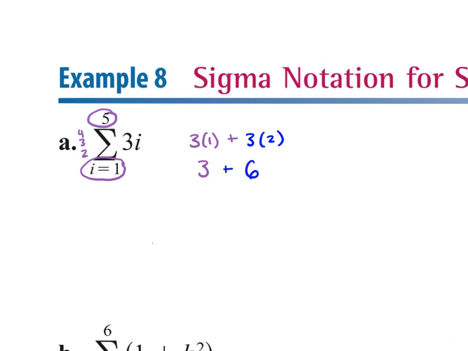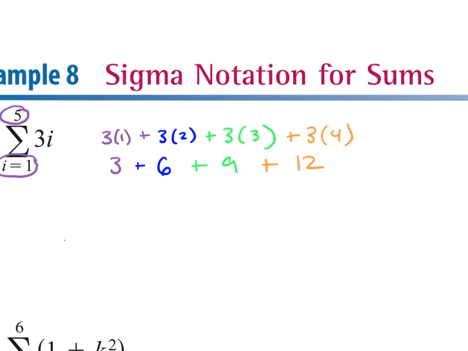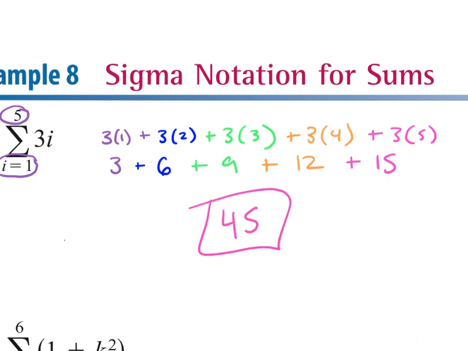6. What do we plug in next? 3. So 3 times 3, which is 9. What do we plug in next? 3 times 4, which is 12. And then last, the 5. 3 times 5, which is 15. And then we just add them all up together. So 3 plus 6 plus 9 plus 12 plus 15. What do you get? Awesome. 45. So that is our answer.